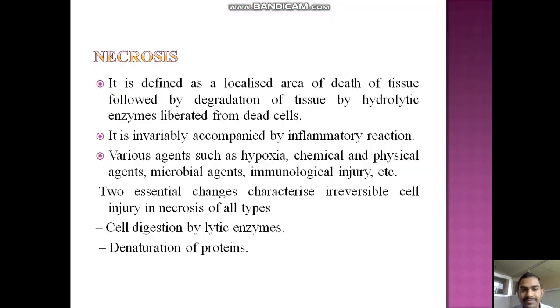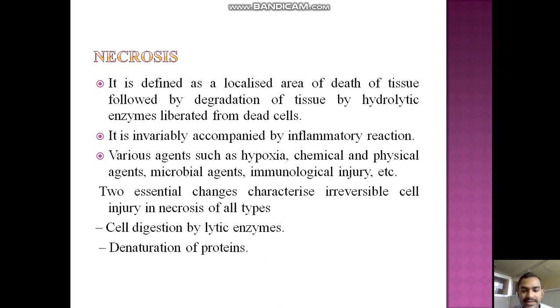Let's start. Necrosis is basically defined as a localized area of death of tissue followed by degradation of tissue by hydrolytic enzymes liberated from dead cells. It is invariably accompanied by an inflammatory reaction. Various agents such as hypoxia, chemical and physical agents, microbial agents, immunological injury, etc.